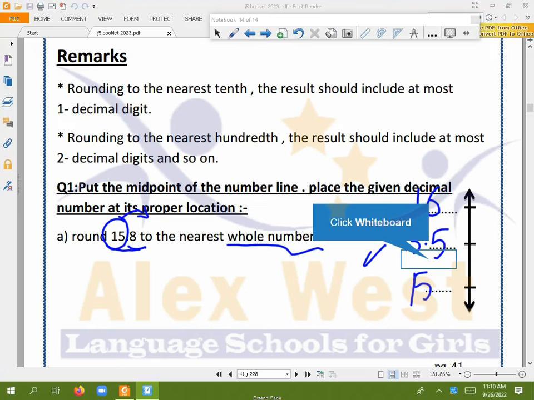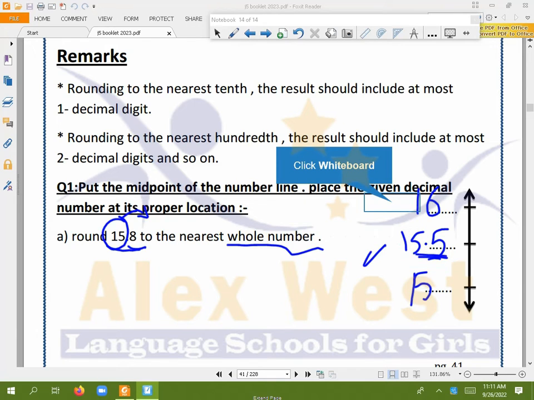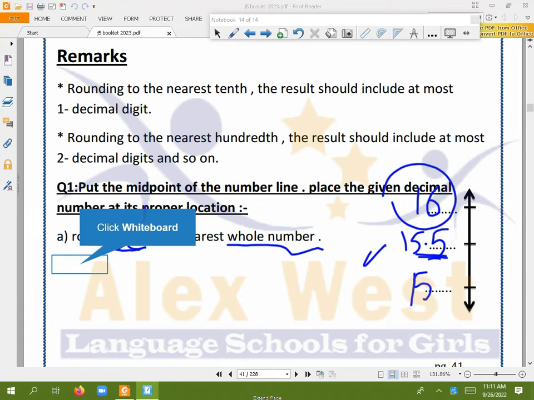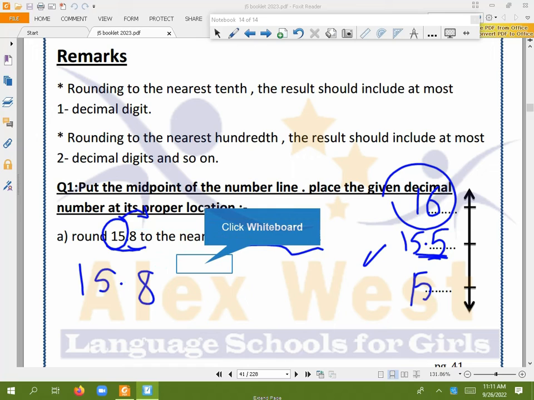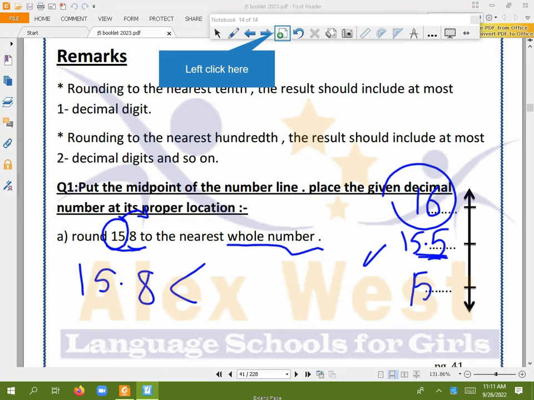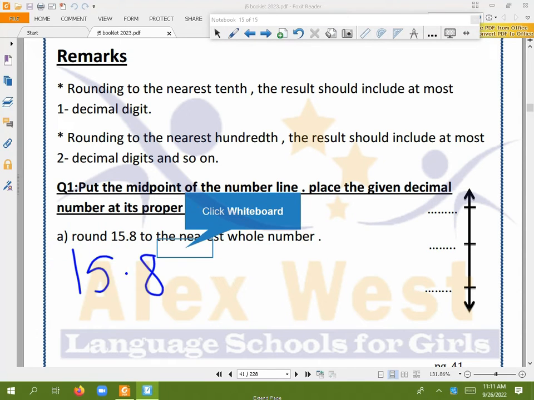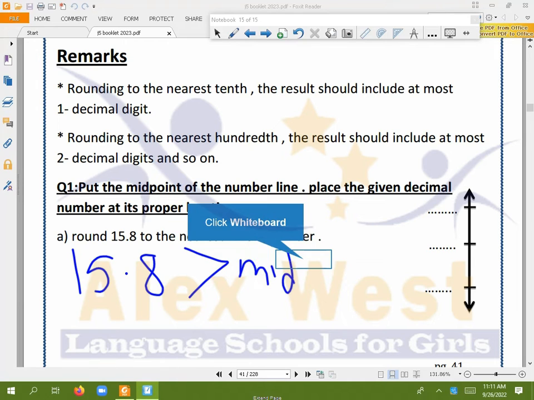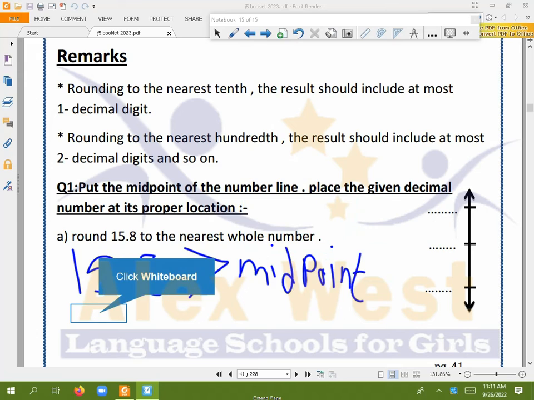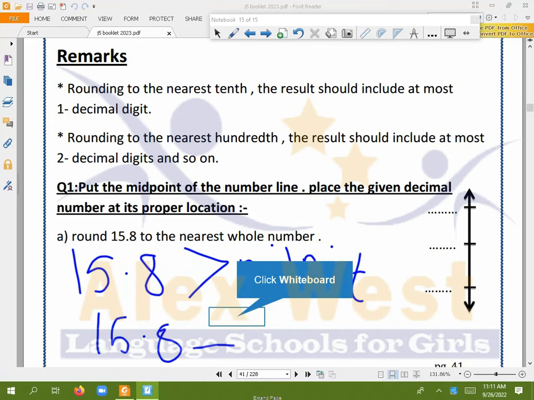15.8, comparing between 15.5, 0.8 or 8 in tenths, here 5 in tenths. So the number 8 is more than 5, so we will choose 16. So the number 15.8 is greater than the midpoint. So 15.8 is nearest to 16.